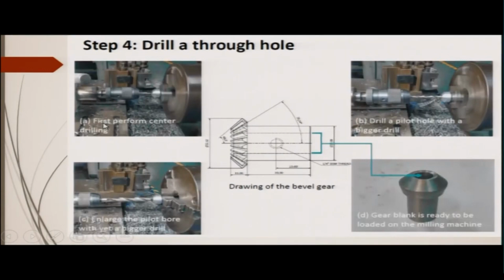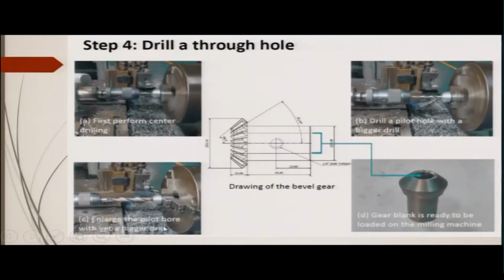Now, the next step is to first perform the center drilling. Center drilling is required to make the centers on both sides, so that the drill can penetrate properly. So, before drilling the hole, the center drills have to be used to perform the center drilling. Then drill a pilot hole with a bigger drill. Some diameter of the pilot drill has to be selected, so that the initial hole can be drilled. Then you take a larger diameter drill and enlarge the pilot hole.